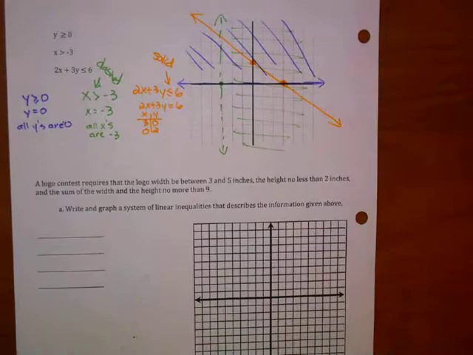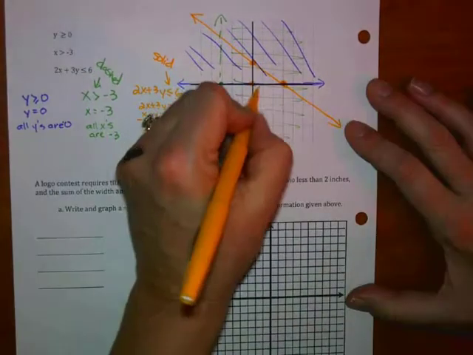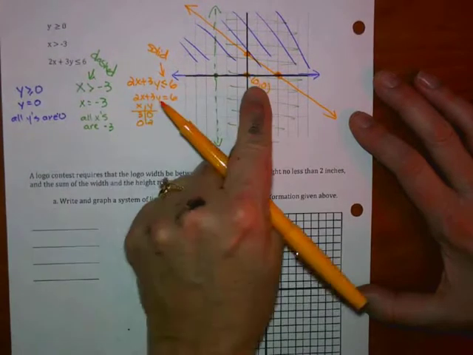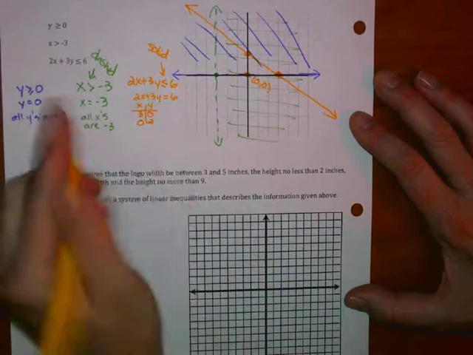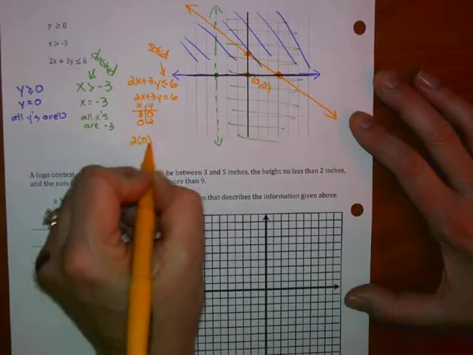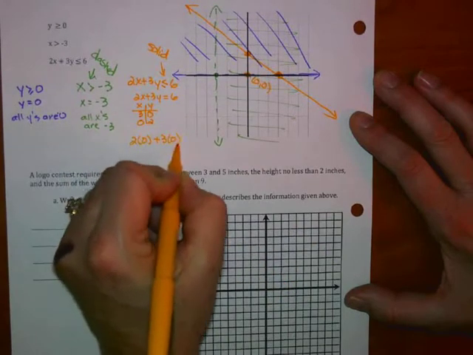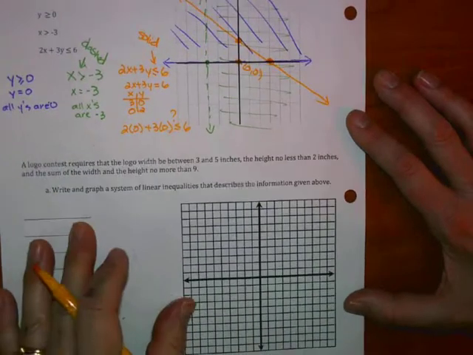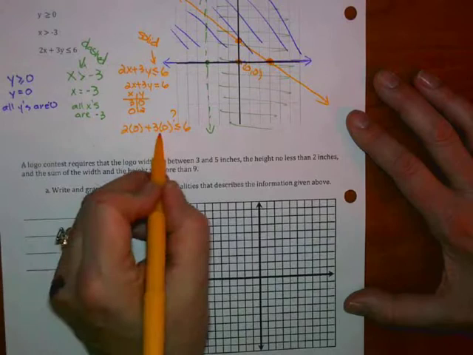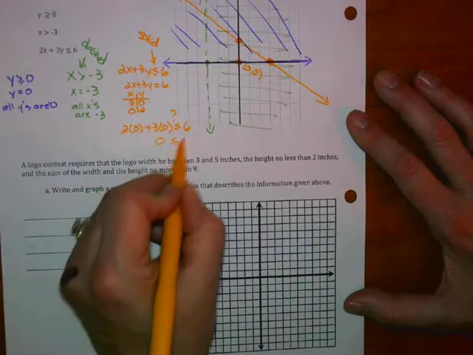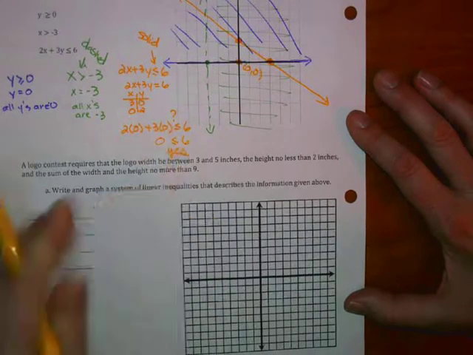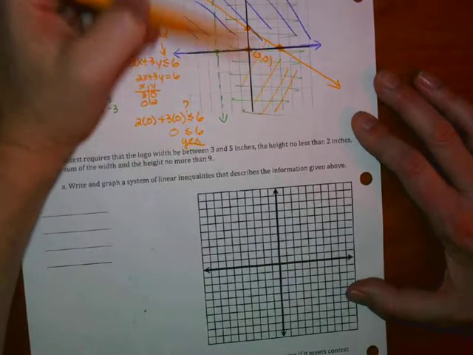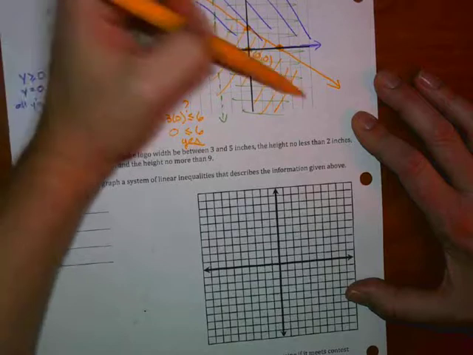Now I have to decide what side to shade, and I can certainly test here with 0, 0. Let's just try it out. See if 0, 0 is part of the solution set for this inequality. 2 times 0 plus 3 times 0. Is that less than or equal to 6? This is 0, this is 0. Is 0 less than or equal to 6? Yes. So I've got to shade below this line where 0, 0 is, because 0, 0 is a solution.